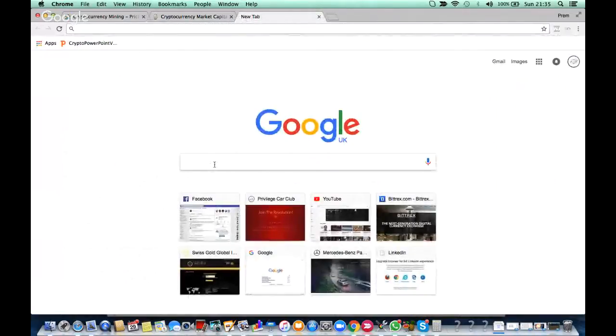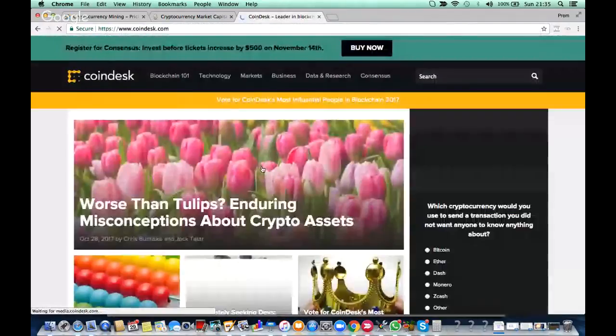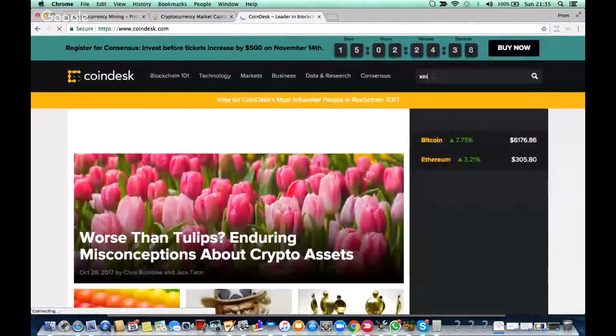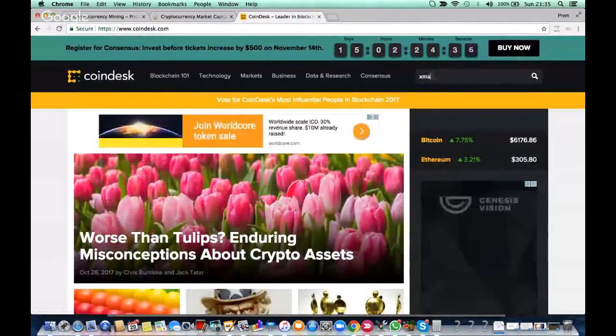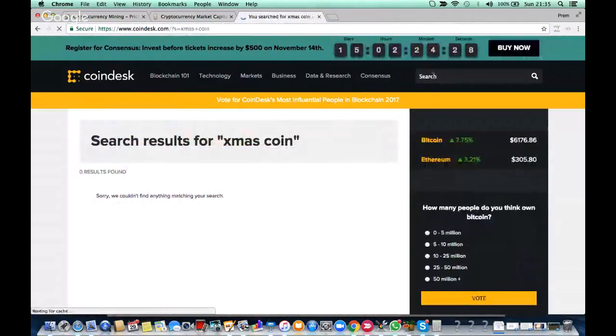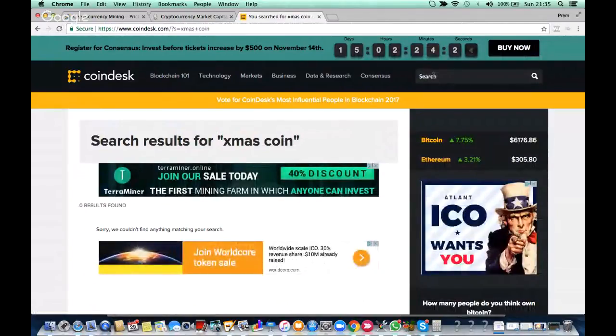Okay, now when it comes to things like Christmas coin, it's very simple. You go to a publication called CoinDesk, right? Go to coindesk.com, very simple, and in the search bar, put in Xmas coin. Okay. Let's see what they say. 0 results found.